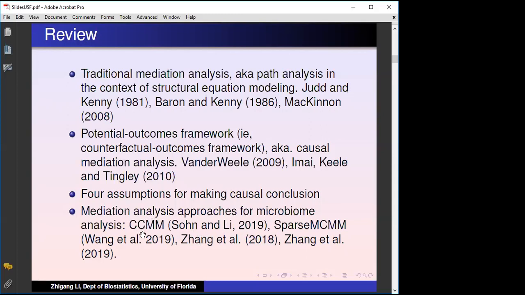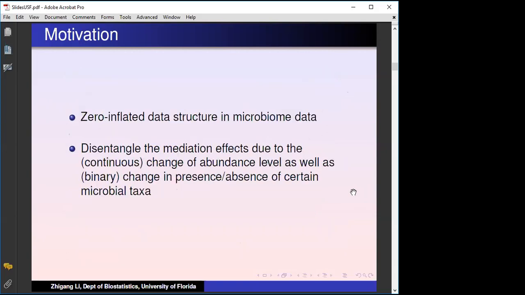And one important disadvantage of these methods is that they ignore the zero-inflated structure, which is a very important structure of the microbiome data. They impute zero with a positive value. So in a microbiome data set, typically you can see 50% of the data being zero, right? And with that many zeros, you cannot just throw them away. You have to deal with them. And in the current literature, very often people impute zero with a small positive number, which could be problematic because you don't know whether the number is true or not.